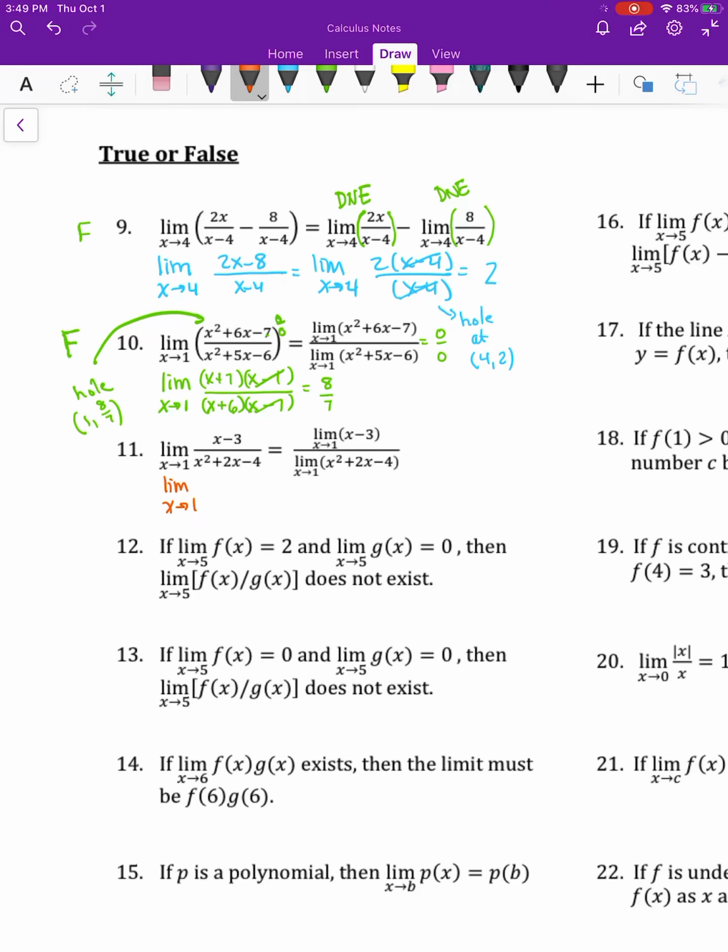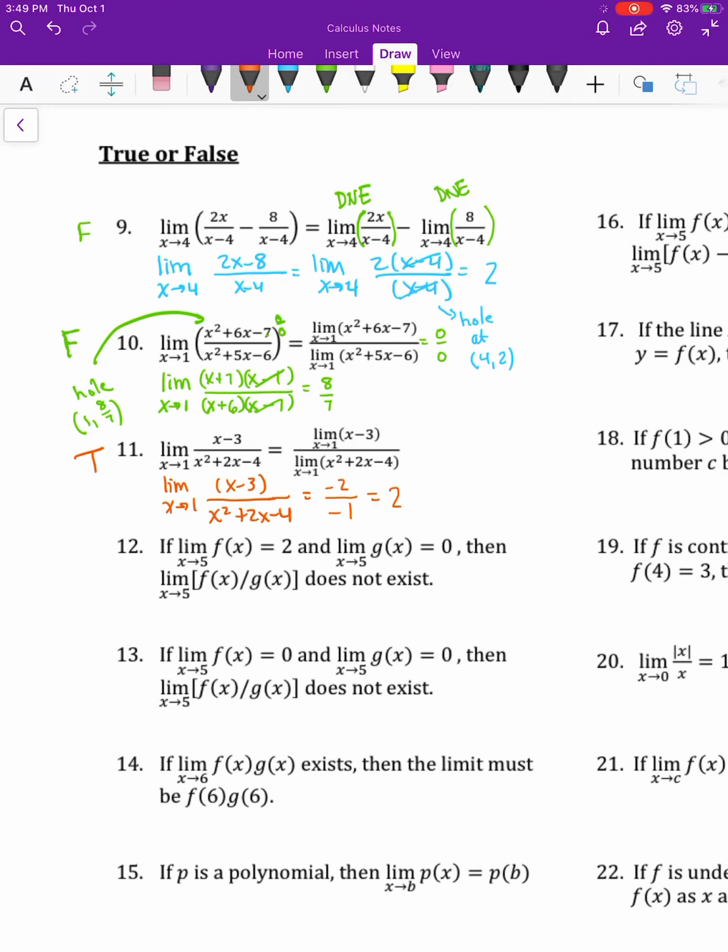Limit as x approaches 1. Now, right now, if I just go to solve this, because look, when I put 1 in, I get negative 2 here. So that makes me think, I wonder if I'm going to get 0 down here. 1 plus 2 is 3, minus 4 is negative 1. Oh my gosh, look. I actually get a value. So if you can put it in and you get a number divided by a number, then these are going to be equivalent to one another.